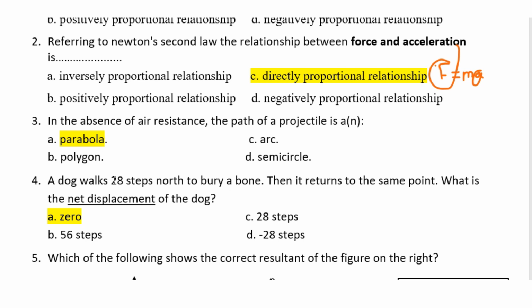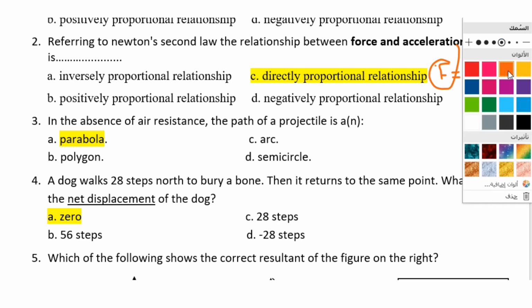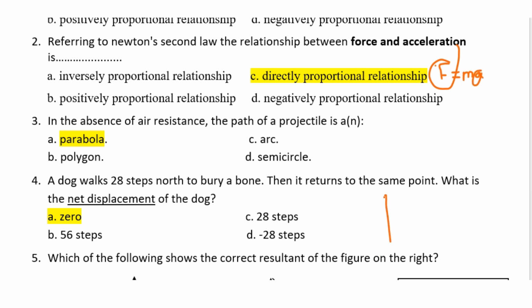A dog walks 28 steps north to bury a bone. So 28 north. Then it returns to the same point. What's the net displacement? Not distance, displacement. So of course this will cancel this one because they are equal and opposite to each other, so it will be 0. Okay.